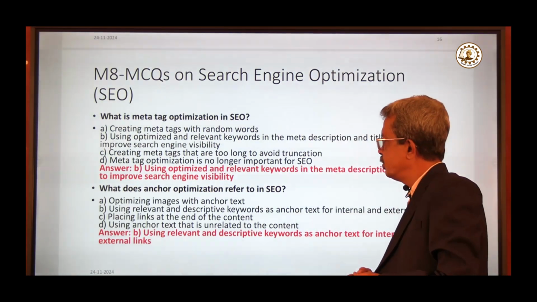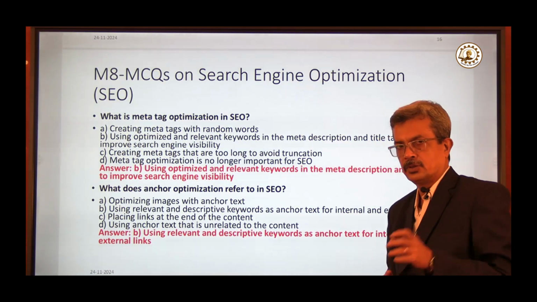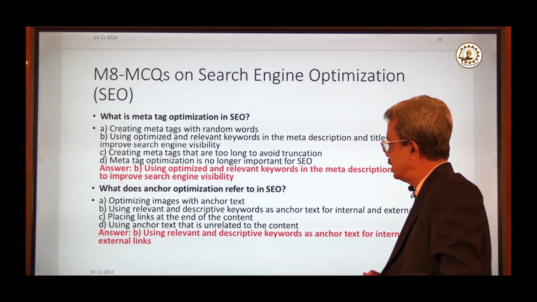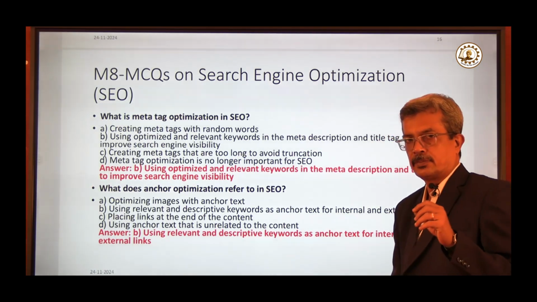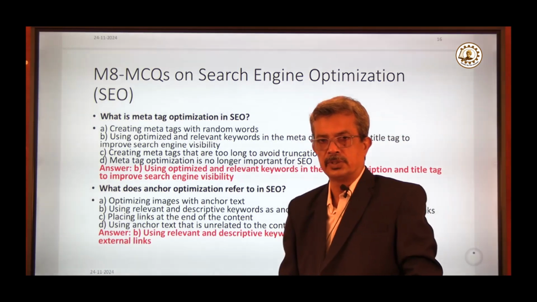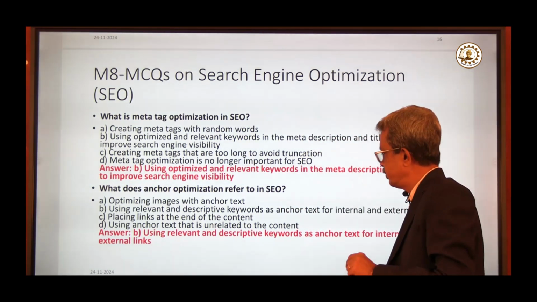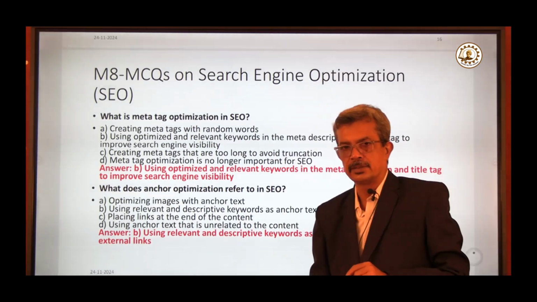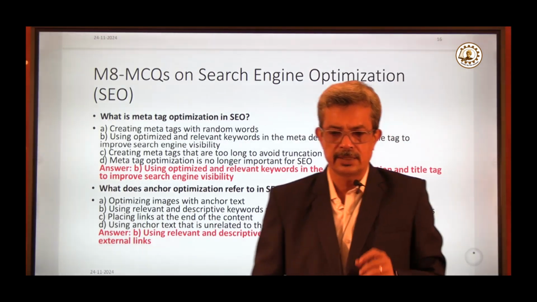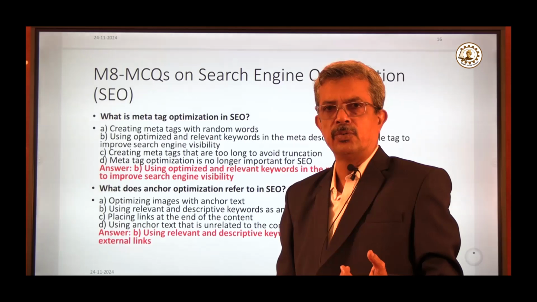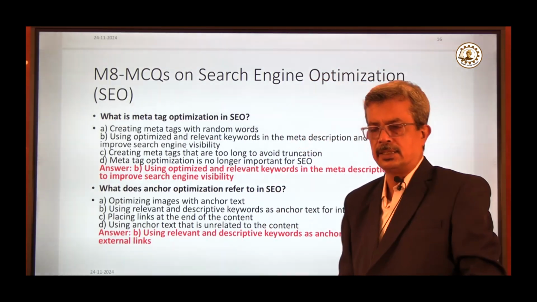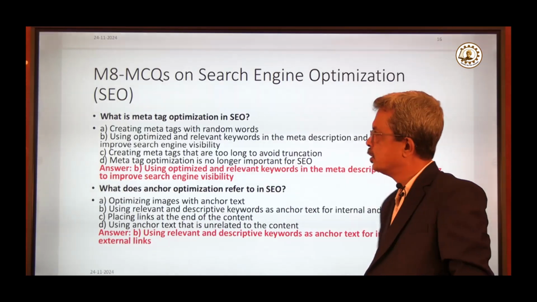What does anchor optimization refer to in SEO? The answer is option number B, using relevant and descriptive keywords. These are the two very important words which have to be mentioned: relevant and descriptive keywords as anchor text for internal and external links, right? Once you are using the right and a little more descriptive keyword, it takes you to the relevant link instantly when you are anchoring those words.